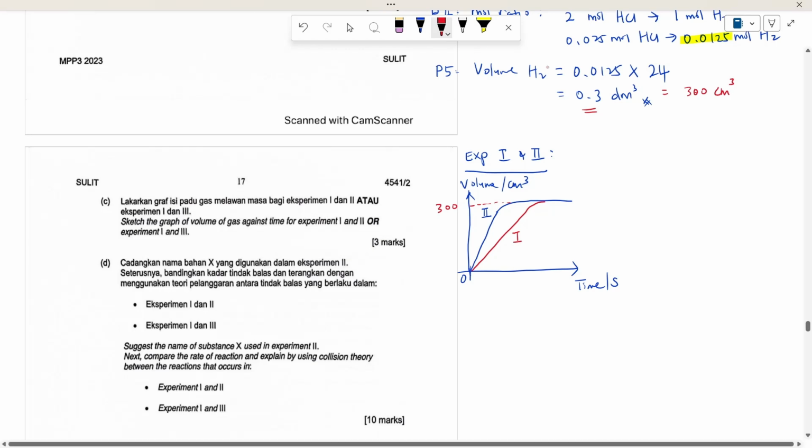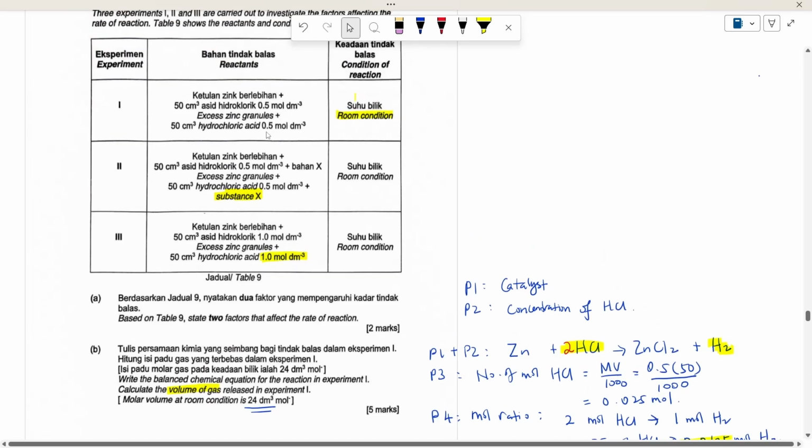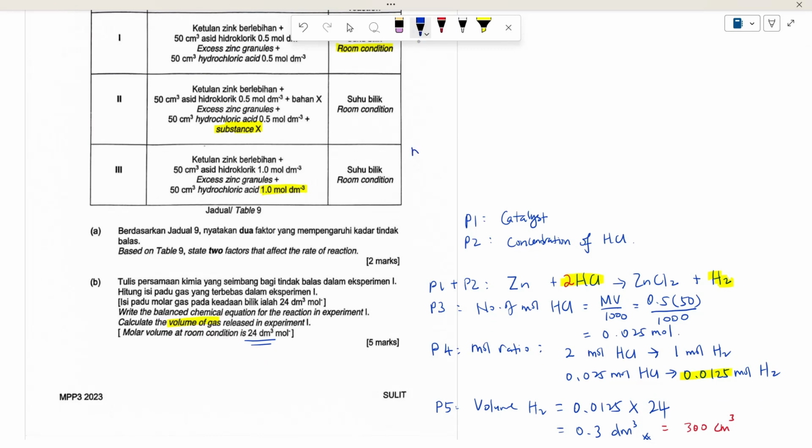Now how about the 1 and 3? So we have to double check set number 3. The concentration is double compared to the set number 1. In other words, the number of mole for the hydrochloric acid, MV over 1000, is double, so it will be 0.05 mole. So mole ratio for the hydrogen gas will be half of it, right?